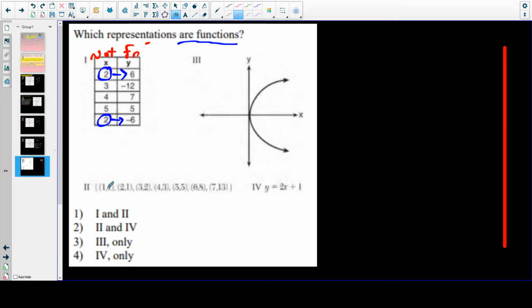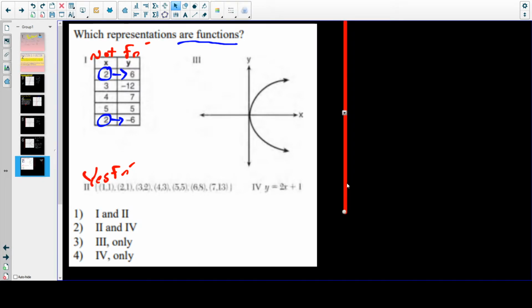Okay, let's look at this one. Let's look at our x values: 1, 2, 3, 4, 5, 6, 7. Is this a function? Yes, it is a function because none of the x values repeat. Let's look at 3. It's a graph. Now, eventually you should be able to see this visually, but again, when in doubt, use the vertical line test.